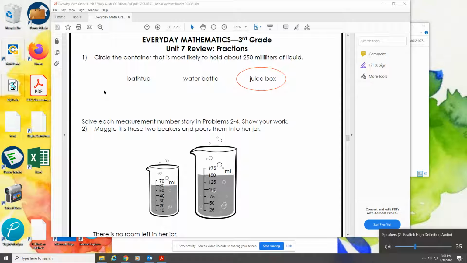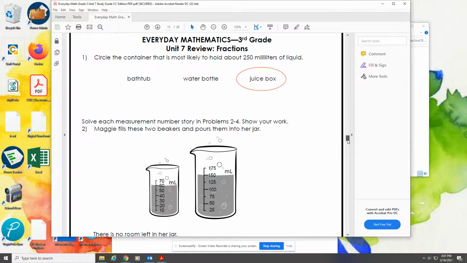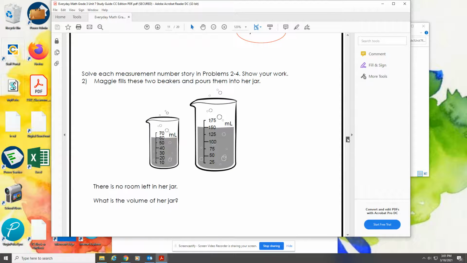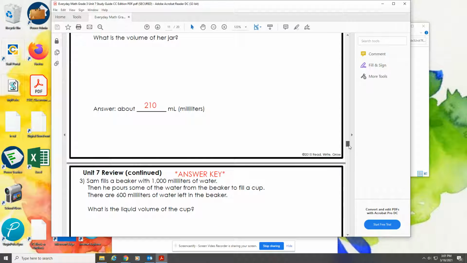Maggie fills these two beakers and pours them into her jar. Now pretend like they don't show her other jar, but pretend like over here there's another jar. She's gonna pour both of these things into her jar and there's no room left in her jar. So what is the volume of her jar? We're just going to add the 150 plus 60, and then we're going to get 210 milliliters.